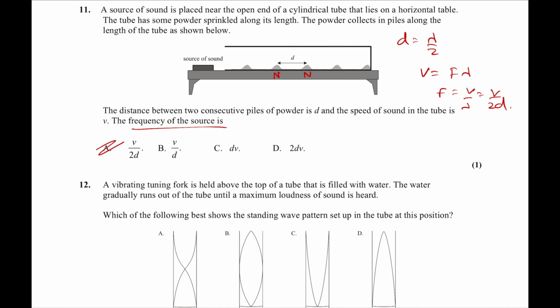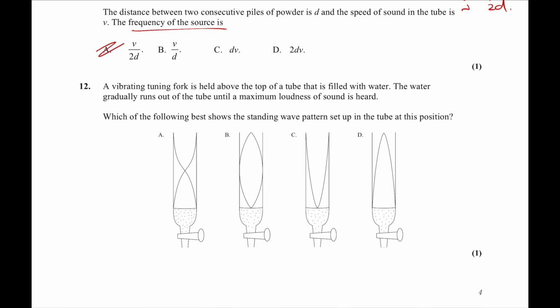Okay, simple. Now again question number 12 and the last question of the video. The vibrating tuning fork is held above the tube which is filled with water. The water gradually runs out of the tube until a maximum loudness of the sound is heard. Which of the following best shows the standing wave pattern? Always remember, whenever you want to hear the maximum loudness of the sound, it should always form an antinode at that point. So this is incorrect, this is incorrect. Now we have to select between A and C. For maximum sound, the closed end should be the node. So this is a node, this is not possible, option C only. So this is the case, always remember.